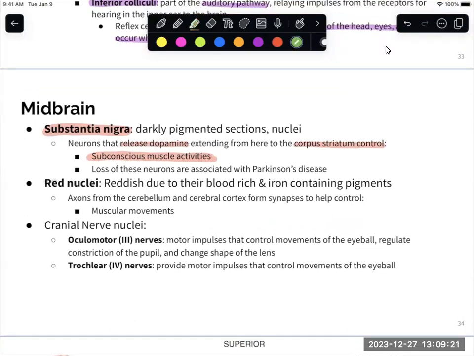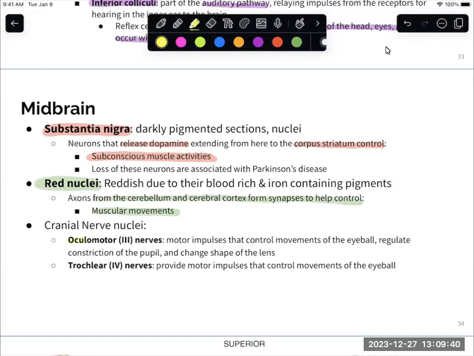We have a red nucleus. Again, it's named for its color. So axons from the cerebellum and cerebral cortex come here for muscle movement.